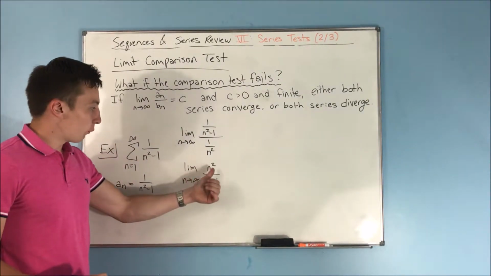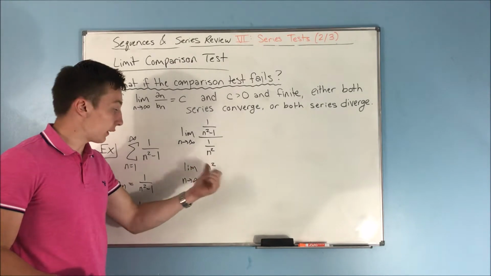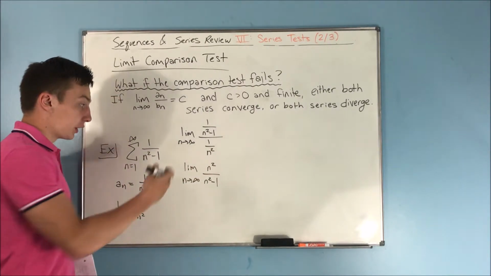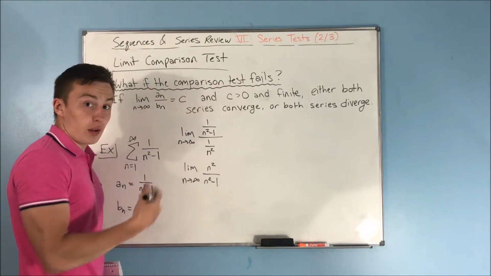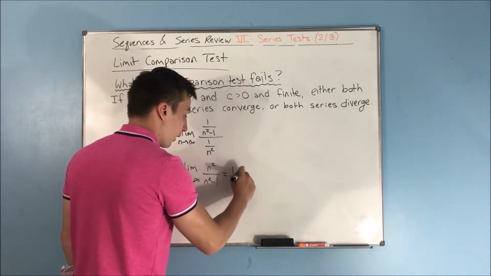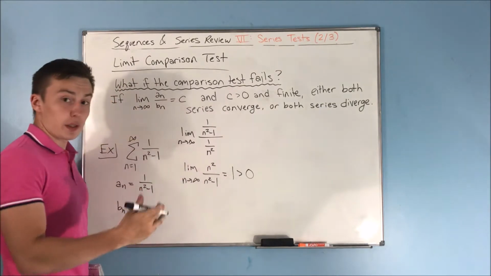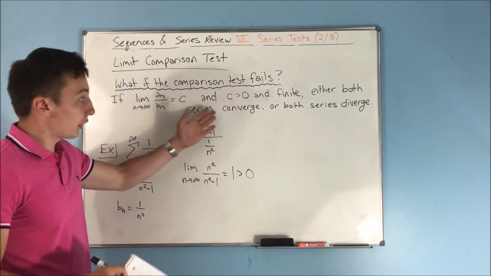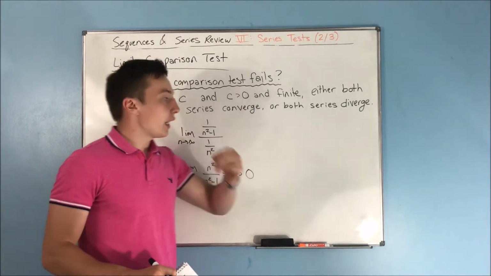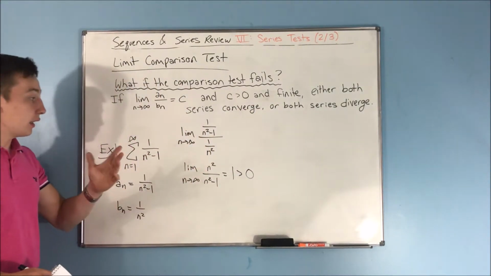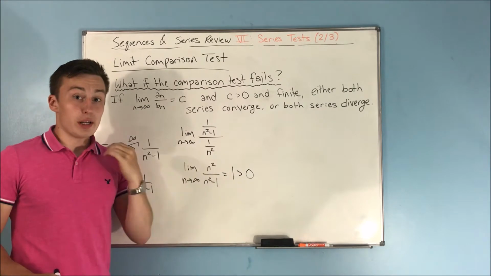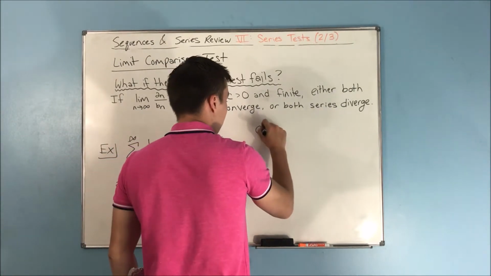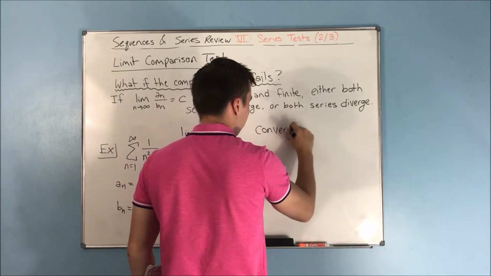We have an n squared on top, the highest power of n on the top, and an n squared on the bottom, the highest power of n on the bottom. And our coefficients are both 1, so we get 1 over 1, that's equal to 1. 1 is greater than 0. It's also finite. So we know that either both series are going to converge or both series are going to diverge. And of course, we know that the series with 1 over n squared is going to converge. So this series is convergent by the limit comparison test.